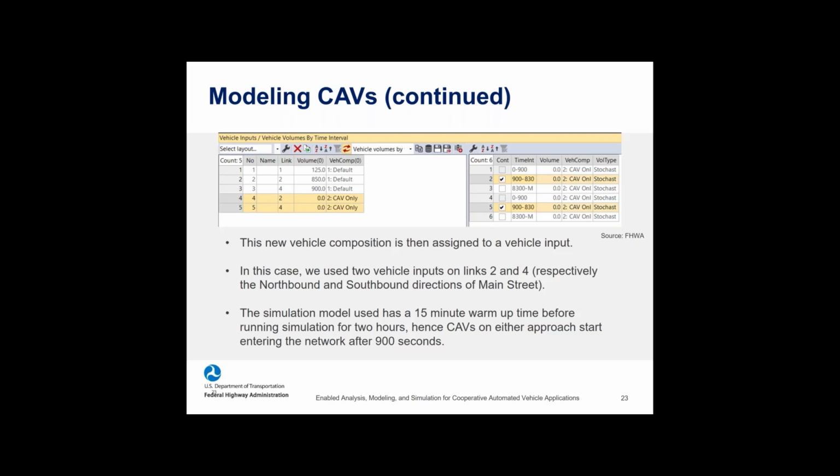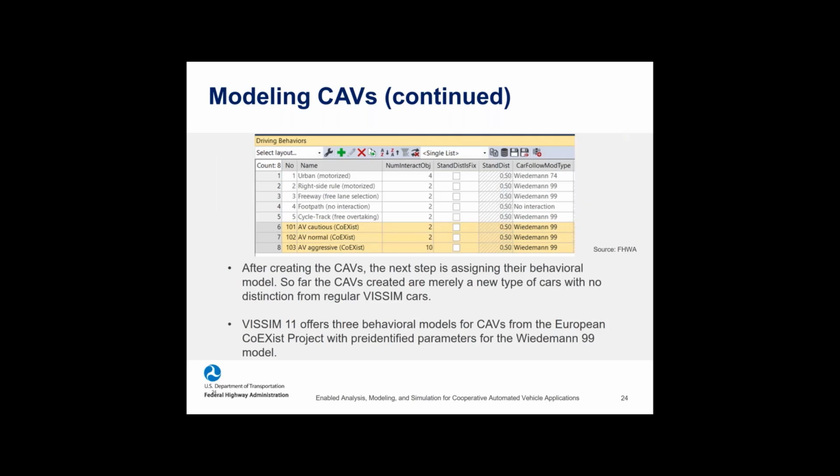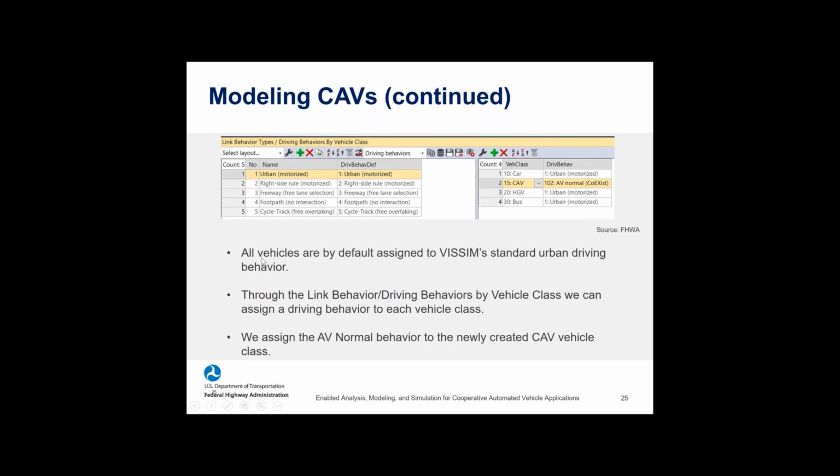So anyway, in this simulation, we had a 15-minute warm-up time, and then 2 hours of simulation, and some time at the end to clear the system. So you create the CAVs, you assign their behavior. There are 3 CAV behaviors in Vissim from the CoEXist project: AV cautious, normal, and aggressive. This is normal. And then we did the urban driving behavior, and we assigned the normal behavior.